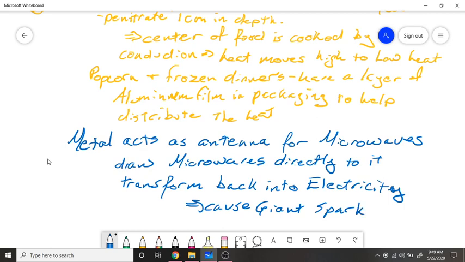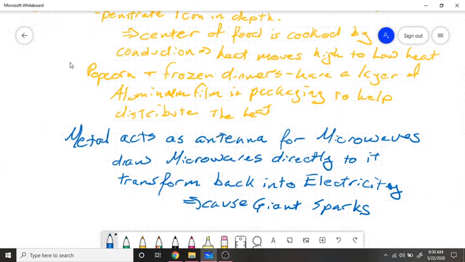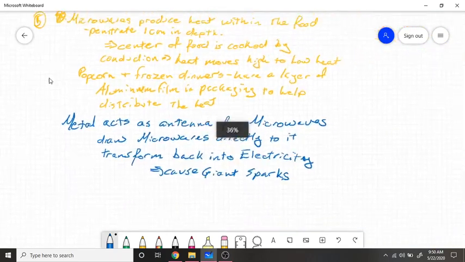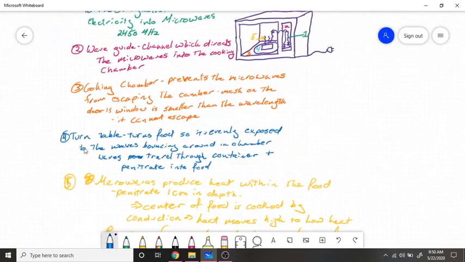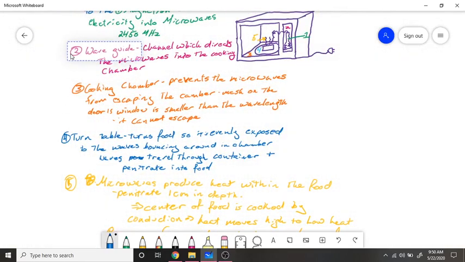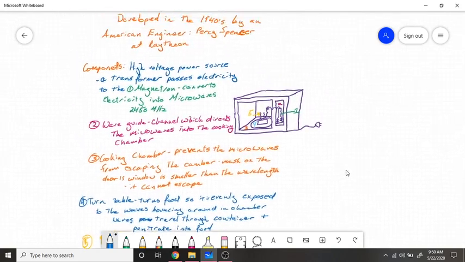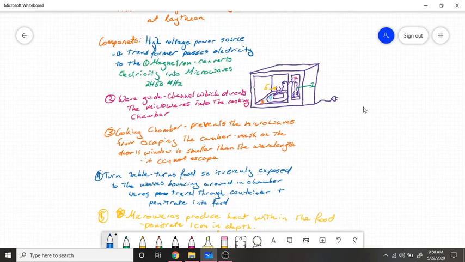It causes giant, dangerous sparks, which will, at best, ruin your microwave. At worst, set everything on fire. So please do not put metal in your microwave oven. And so this is an example of how waves carry energy and we use them to cook food.